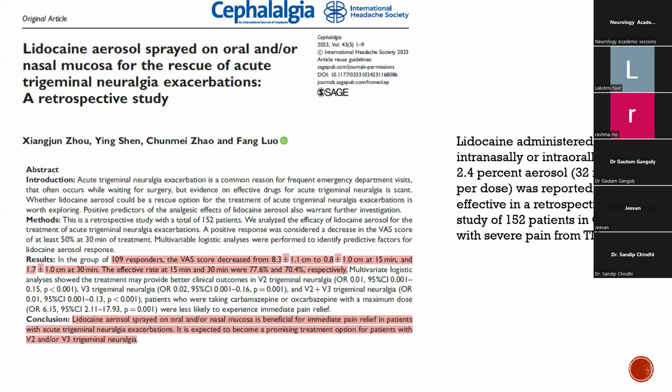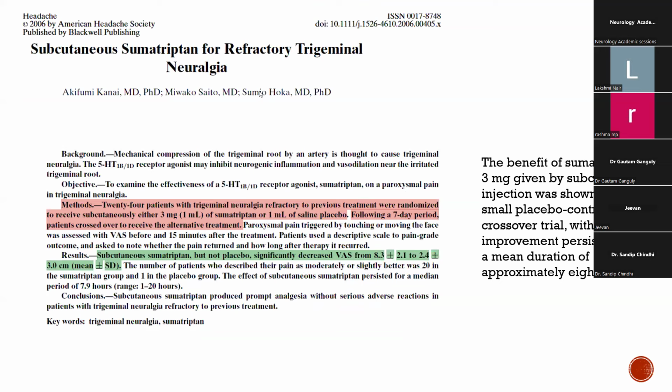on lidocaine aerosol sprayed on oral as well as nasal mucosa, which was a retrospective study. They found that lidocaine administered intranasally or intraorally as a 2.4% aerosol, that is 32 mg per dose, was reported effective in a retrospective study of 152 patients in China with severe pain from trigeminal neuralgia. And this is another study that studied the benefit of subcutaneous sumatriptan. The benefit of sumatriptan at 3 mg given by subcutaneous injection was shown in a small placebo-controlled crossover trial.